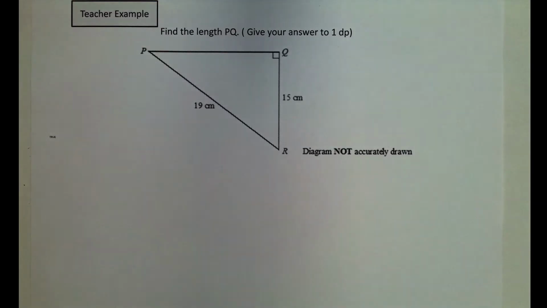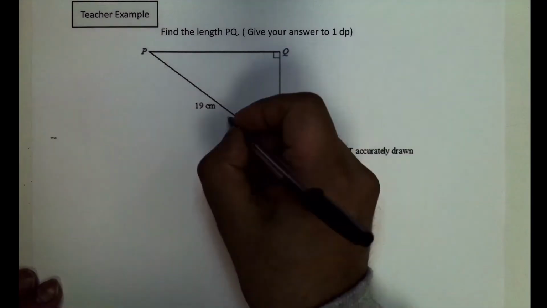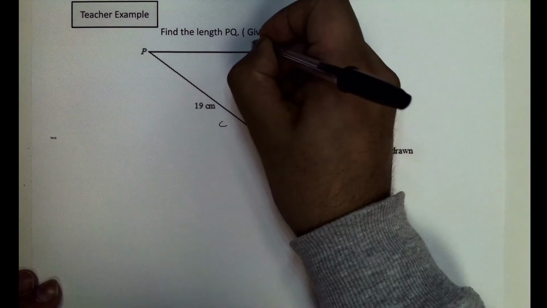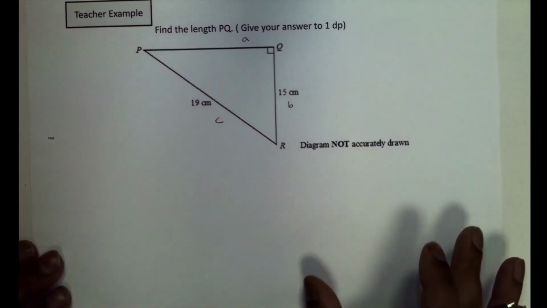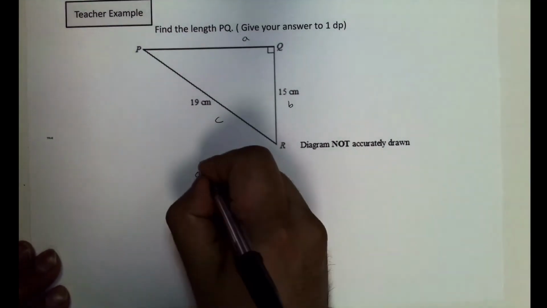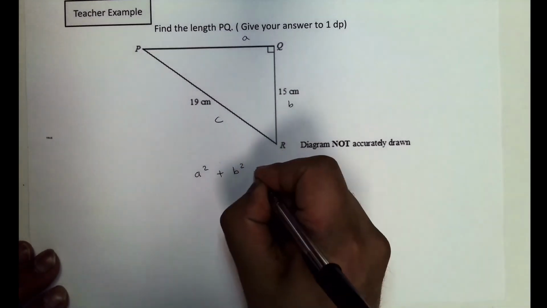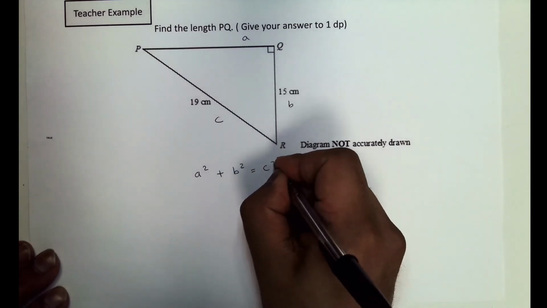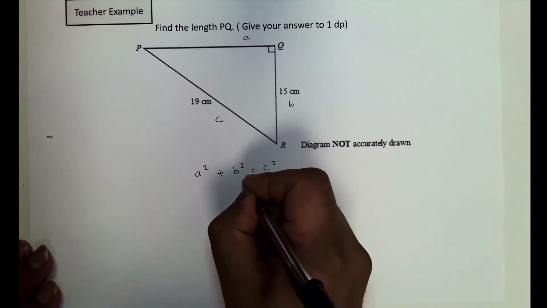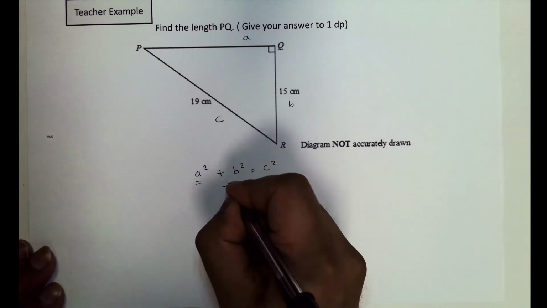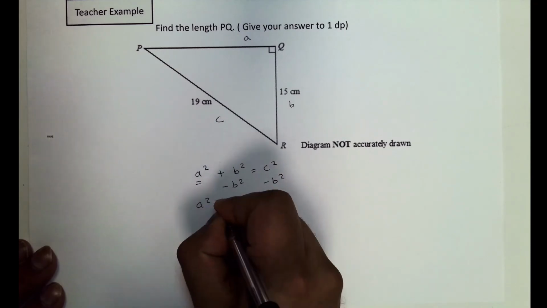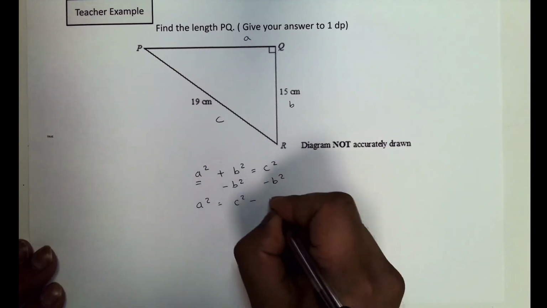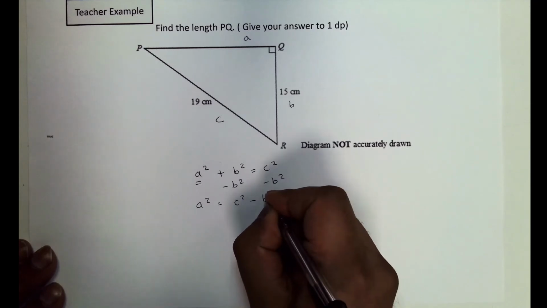Let's have a look at if you need to calculate one of the shorter sides. So the longest side is called C, and shorter sides can be named A and B in any order. So the original formula was A squared plus B squared is equal to C squared. Now I can rearrange this formula to get A on its own. So all I need to do is take away B squared from both sides. So A squared is equal to C squared, take away B squared.